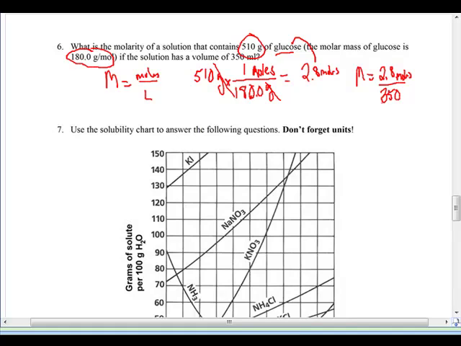Now it needs to be over liters, so you're going to divide through or move your decimal point over 3 places right there, and it's 0.350. Divide the two, and you end up with an 8 molar solution.